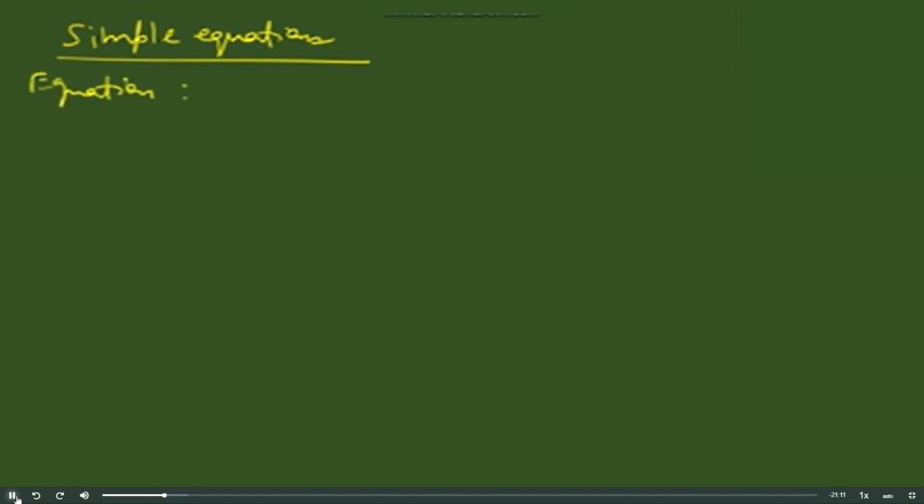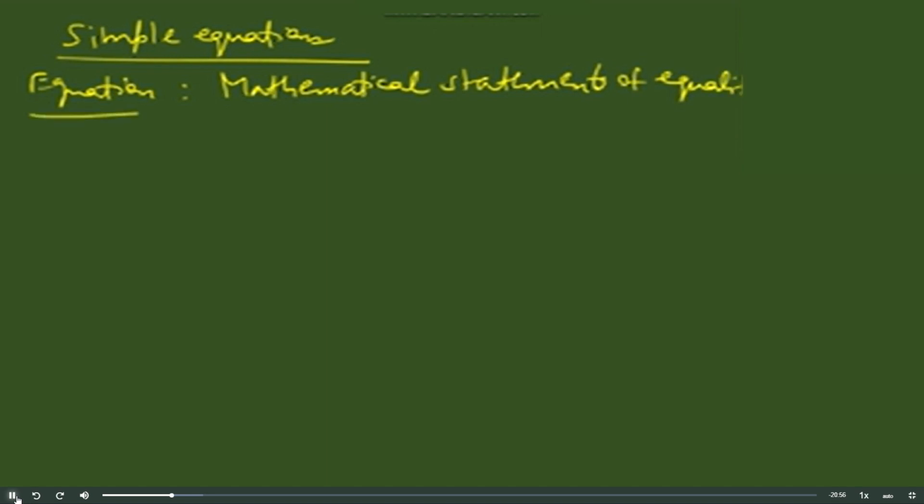Now first we'll start with the topic simple equations. Now an equation is defined as a mathematical statement of equality. Equation is a mathematical statement of equality.